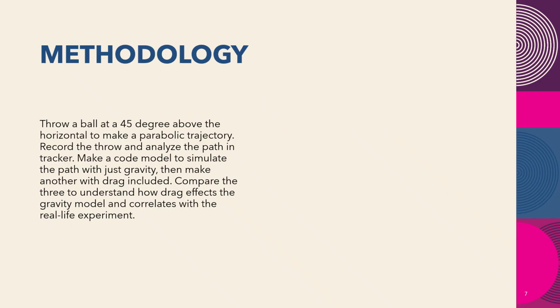Now, the methodology is you take a ball and you throw it. You record that throw in order to analyze the path in Tracker. Using that data from Tracker, we can derive the initial conditions used in the code model to simulate the path with just gravity, and then again with drag included. Finally, we compare the three to understand how drag affects the gravity model and correlates with the real-life experiment.